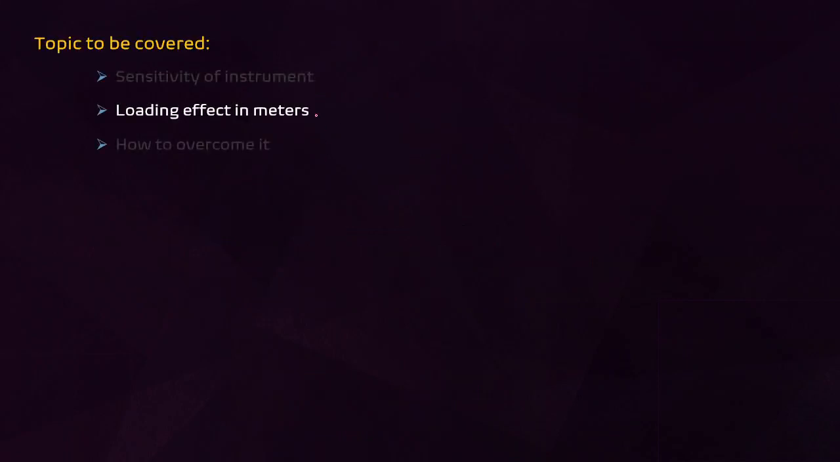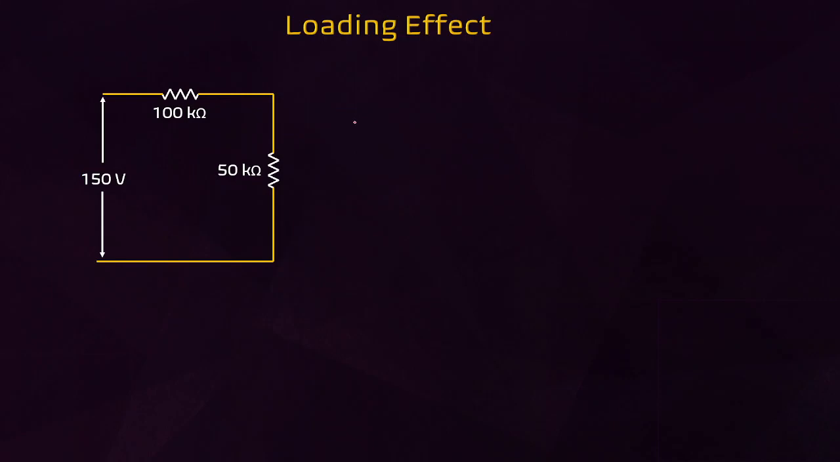Now let us see what the loading effect is. This is the key concept which we are going to discuss now. Before going to the loading effect, let me find the voltage across this and the voltage across this. So let me find the voltage across the 50 kilo ohm.